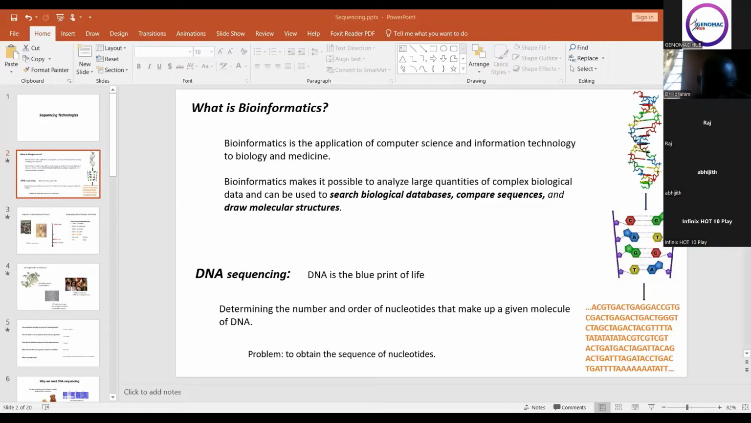So why do we need sequencing? As we know, all the information is stored in the DNA, and to understand all the physiological activities, if we know the sequence of the DNA from one end to another, that's going to help us better understand all biological processes. As we know, DNA is the blueprint of life, and the practical definition of sequencing is to determine the number and order of the nucleotides that make up a given molecule of DNA. So the problem is to obtain the sequence of the nucleotides.